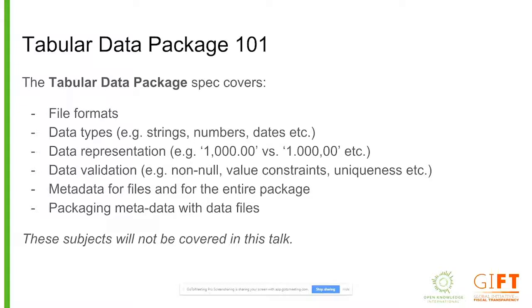And I want to briefly mention the tabular data package because it's the core of what the fiscal data package is built on. The tabular data package recognizes that any tabular data, so you can think about simple spreadsheets that you use every day, have very similar features in terms of data types, data representation, things that could be validated around the data. And the core feature of having metadata for files and the entire package, as well as packaging metadata with the data files. These key features are part of the tabular data specification, and the fiscal data package specification is built on top of that. And we'll see that later when we go into the use case of uploading data on OpenSpending, where you can see how these types of features from the tabular data specification are included in OpenSpending.